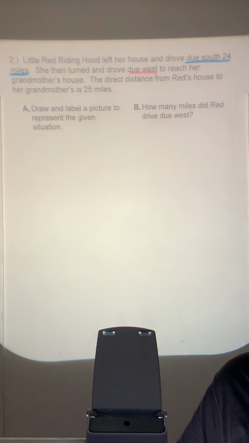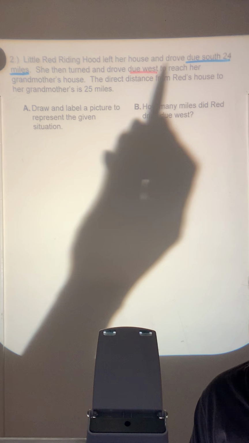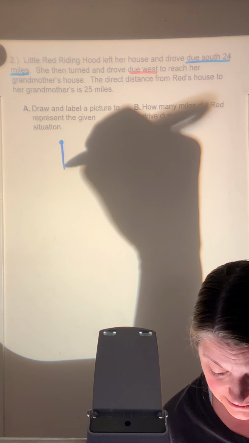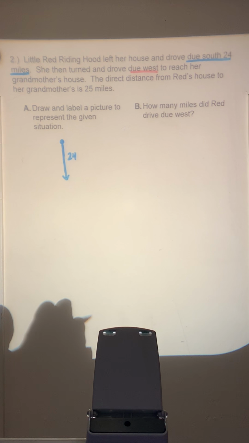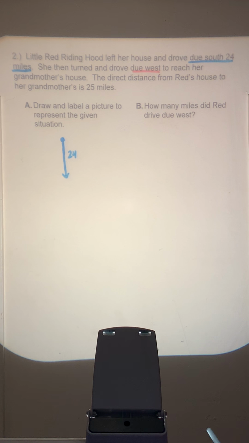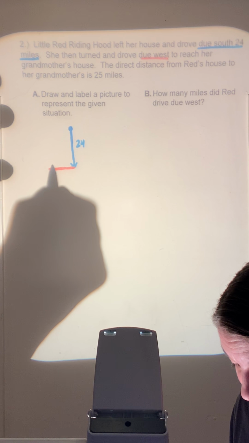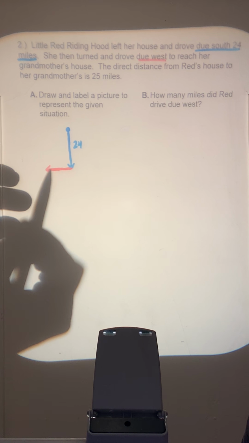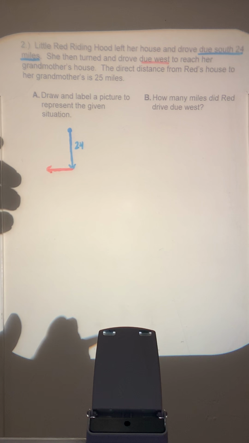All right, so let's draw a picture of this, make sure we can wrap our mind around what's going on here. Little Red Riding Hood left her house and drove due south. Remember that due south means straight down. And we know that is 24 miles. From there, she turned and drove due west. Remember that, according to our directions, west should be going straight to the left. Now I don't know how long that is, so I don't know if this is accurate or not. They don't tell me, so I just go ahead and draw it there.